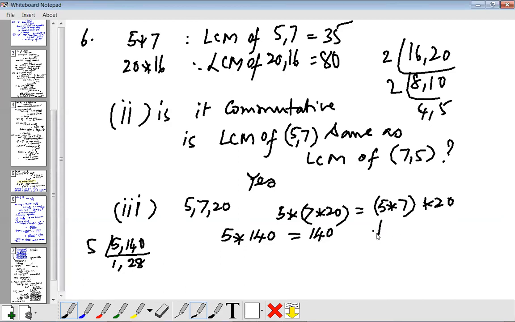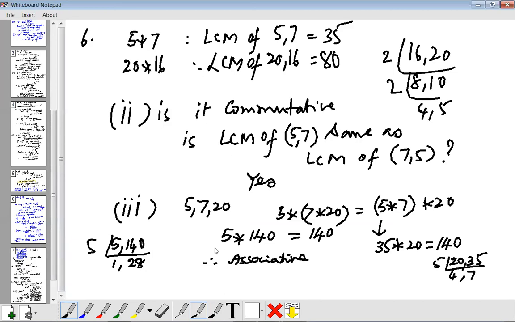Now on this side, LCM of 5 and 7 is 35. So now we have to look at the LCM of 35 and 20. So 20, 35. Again 5 fours are 20, 5 sevens are 35. So it is 28 into 5, which is 140. Therefore, it is associative. Both are the same, right? That's why it's associative.